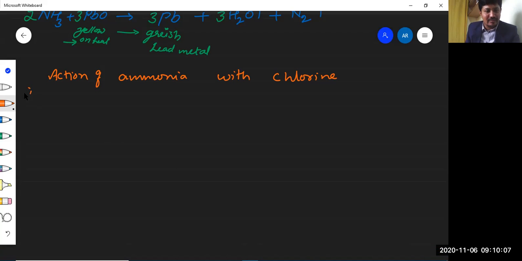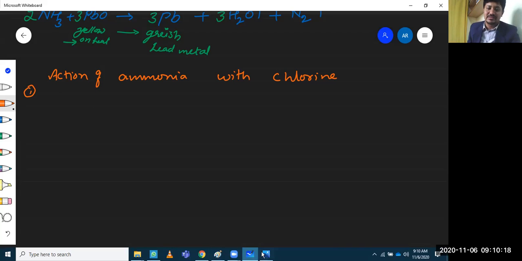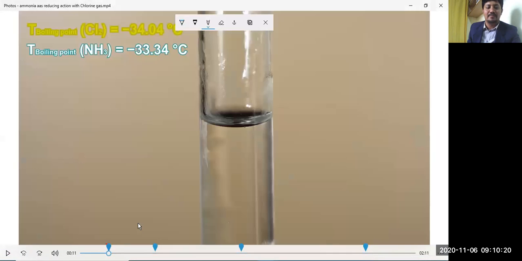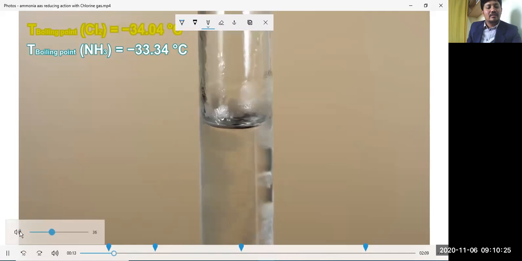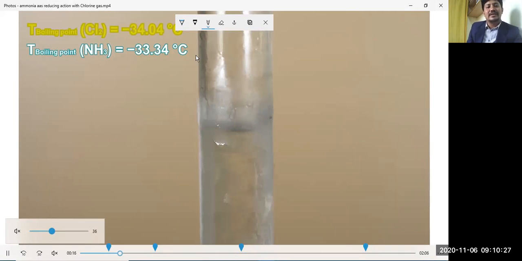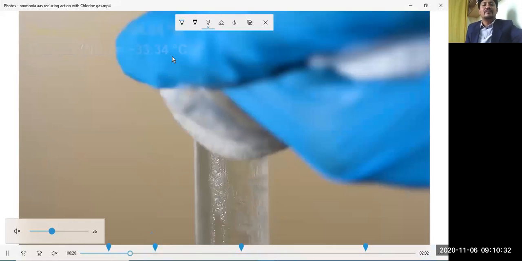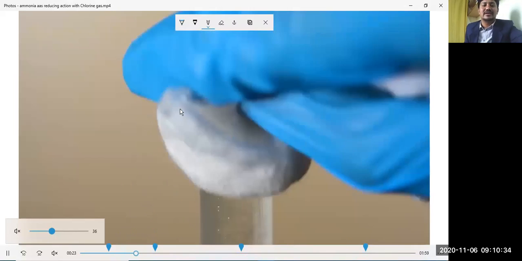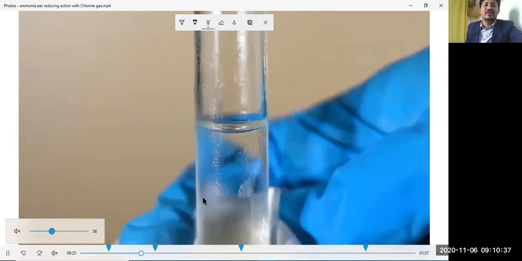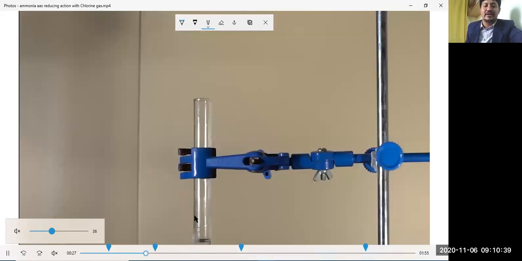So let us go with the chemical equations. What happens when ammonia is used with chlorine? There are 3 kinds of reactions. I would like to show you here. This is the boiling point of chlorine as well as ammonia. If we bring down the temperatures of chlorine gas and ammonia gas below their boiling points, we'll get liquid ammonia and liquid chlorine.